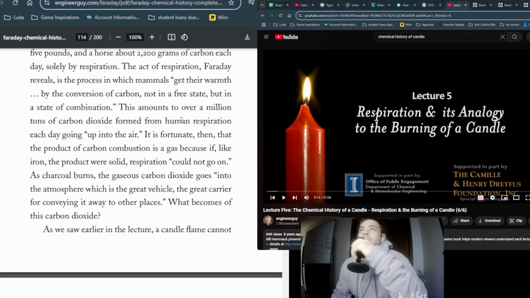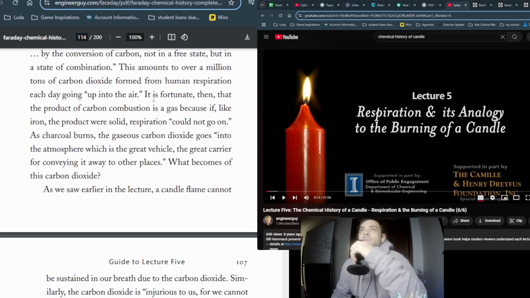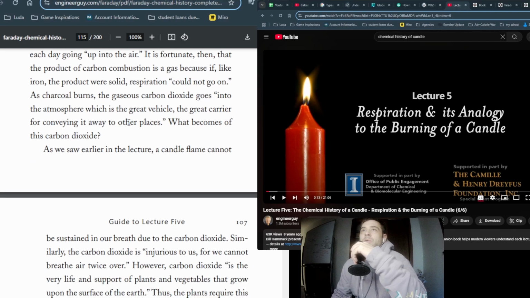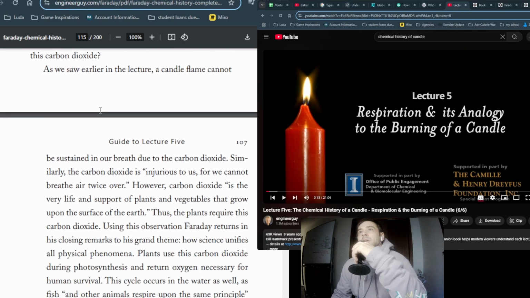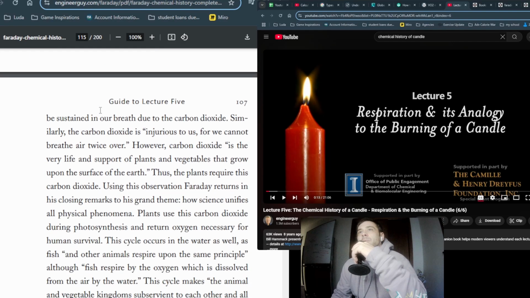Okay, 4 more pages. Over a million tons of carbon dioxide from human respiration each day going in the air. It's fortunate that the product of carbon combustion is a gas, because if, like iron, the product was a solid, respiration could not go on. The charcoal burns. The carbon dioxide goes into the atmosphere, or is conveyed away to other places. What becomes of this carbon dioxide?